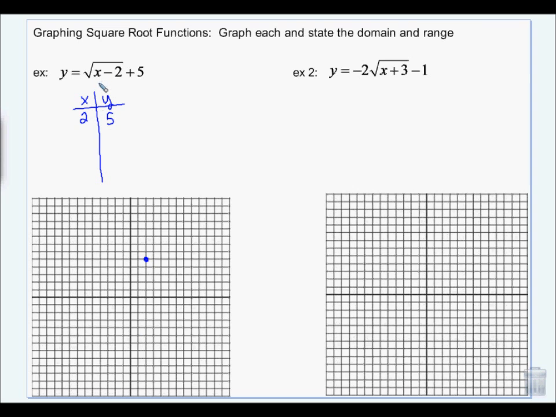My next perfect square is 1. So the x I want to pick is 3, because that will give me a 1. And then the square root of 1 is 1, plus 5 is 6. What's my next perfect square?